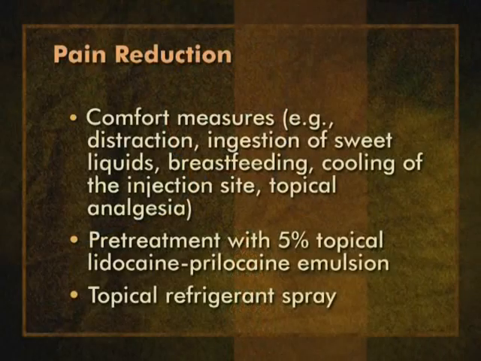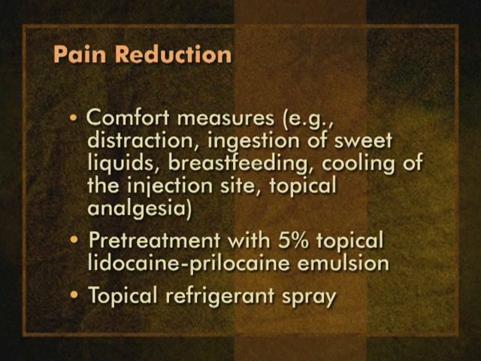With the number of injections that we are giving in immunization practice today, both healthcare providers and parents are concerned about adequate pain control. Comfort measures and distraction techniques may help children cope with the discomfort associated with vaccination. Remember that pain is a subjective phenomenon influenced by multiple factors, including a person's age, anxiety level, previous healthcare experiences, and culture. There are a variety of measures that can help alleviate the pain caused by vaccination. Comfort measures such as distraction, ingestion of sweet liquids, breastfeeding, cooling of the injection site, and topical analgesia can help infants or children cope with the discomfort associated with vaccination.